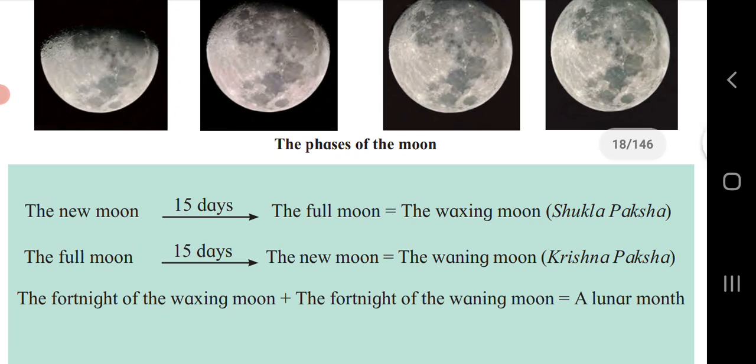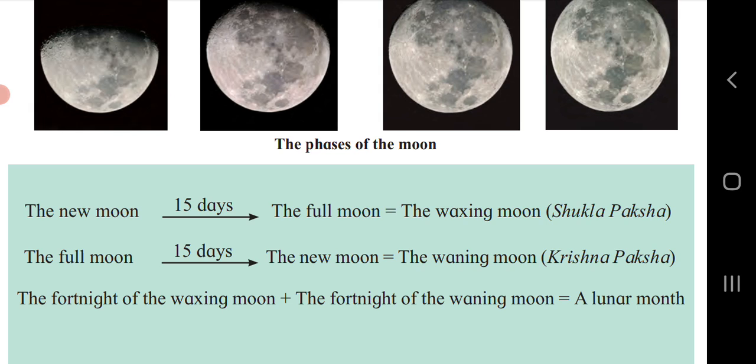The new moon, 15 days, the full moon: the waxing moon, Shukla Paksha. The full moon, 15 days, the new moon: the waning moon, Krishna Paksha. The fortnight of the waxing moon plus the fortnight of the waning moon is the lunar month. What is Shukla Paksha and what is Krishna Paksha? The period from the new moon day to the full moon day is called the fortnight of the waxing moon, or Shukla Paksha.